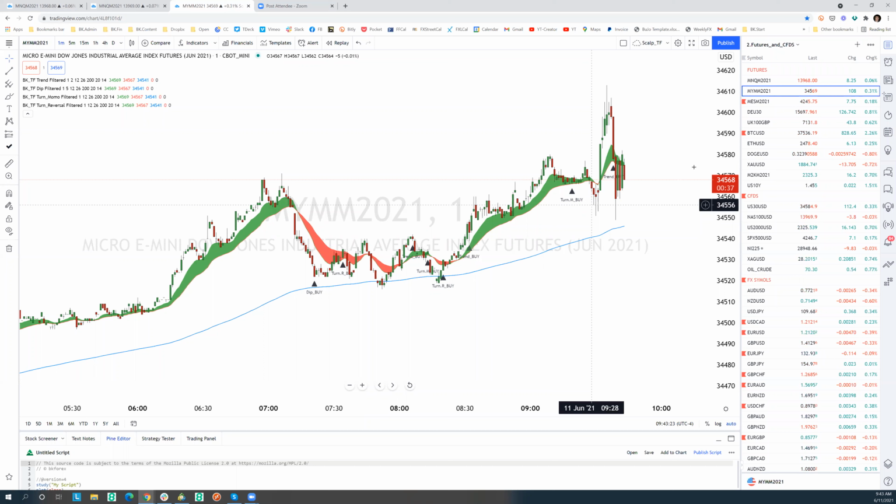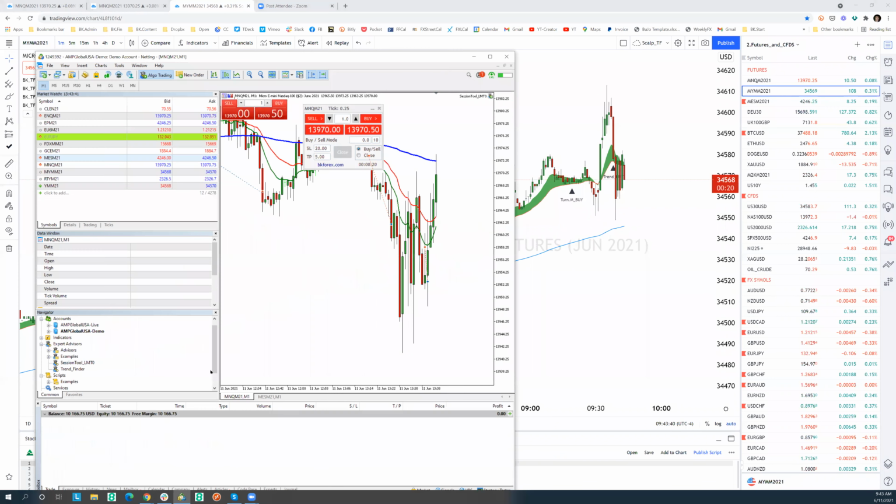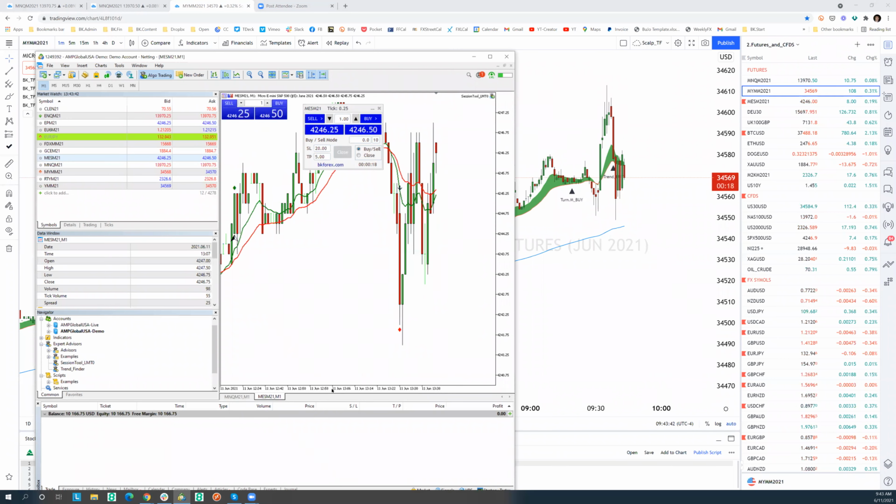The trend here is the Dow trend to the upside. And we should actually trade this signal, though it is a little bit weak. Where am I? I'm on the ES. So ES is not what I want. I want the Dow.